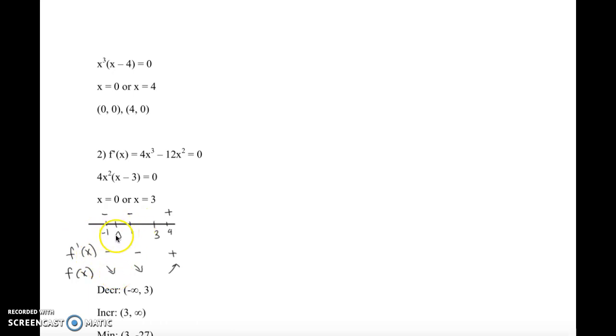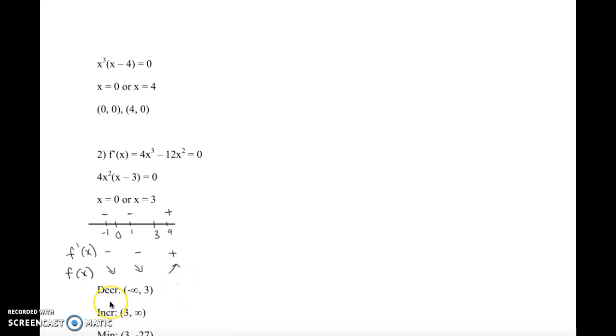To the right of 0, but before 3, we'll pick 1. And also it's decreasing at that value. So it's still decreasing past the origin, and it's going to continue that decrease. And then at 3, we want to look to a value to the right. We're going to pick 4. And it is increasing once it gets past 3.